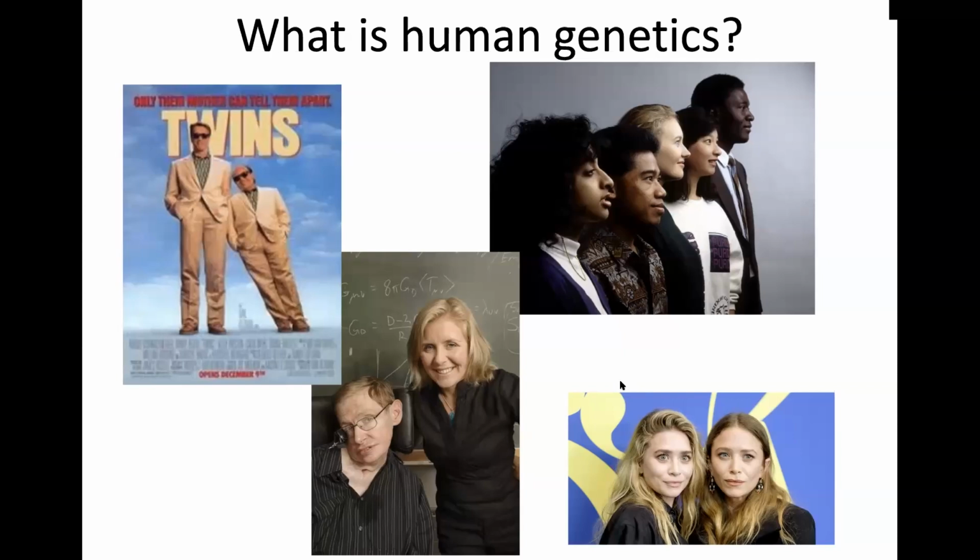And in human genetics, one of the fundamental questions we want to ask is nature versus nurture. So what is the contribution of the heritable material that you inherit from your parents to phenotypic variation, to variation in traits and characters, and what is the role of the environment and how do those interact?